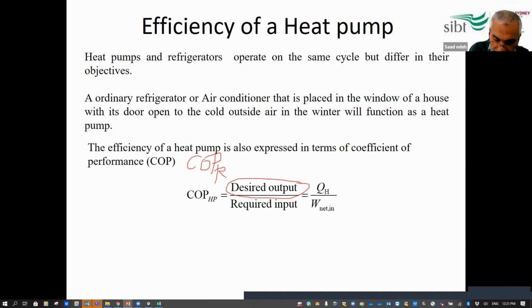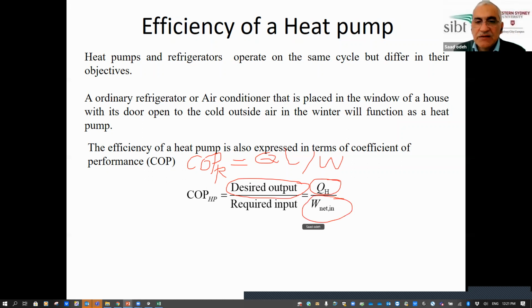Before, the output was QL, right? But here, the output is QH. So that's the difference. This will change the value of COP. So now it is QH divided by work net. Okay? Do you follow me, everyone? Do you understand what I'm talking about here?